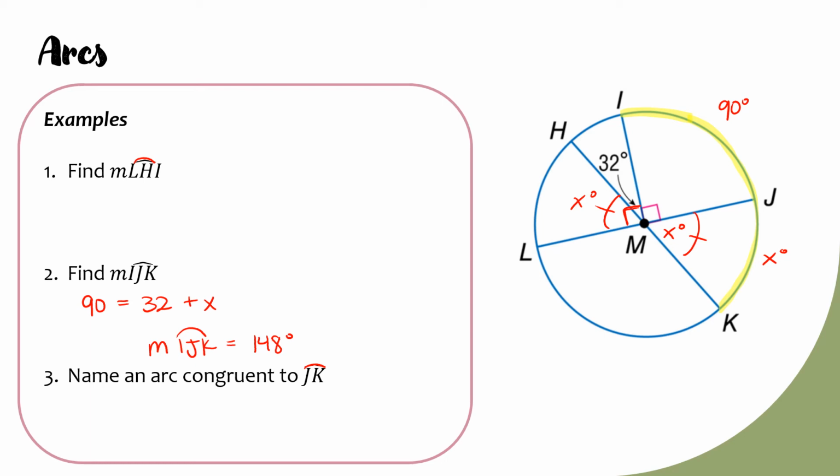Okay, now number 3, again, we'll clear things up here a bit. We are asked to name an arc congruent to arc JK. Well, we already talked about this a little bit. Again, we've got vertical angles. Whatever their measures are, those two angles correspond to the measures of their corresponding arcs. So JK would be congruent to HL or LH.